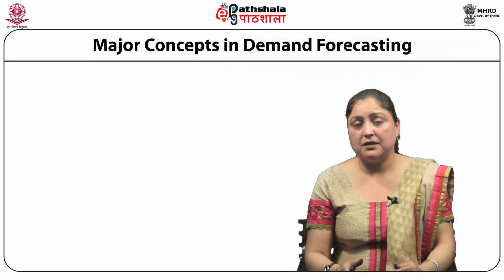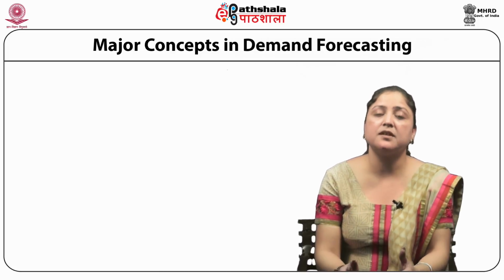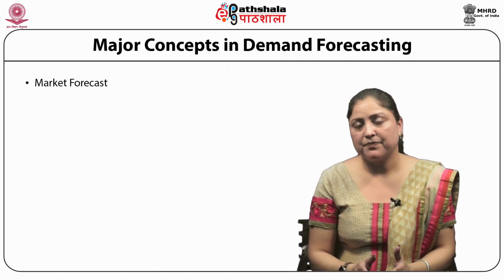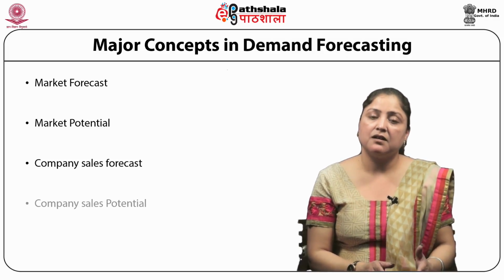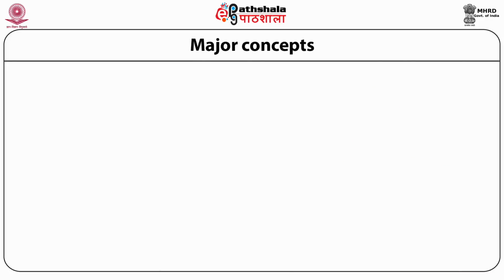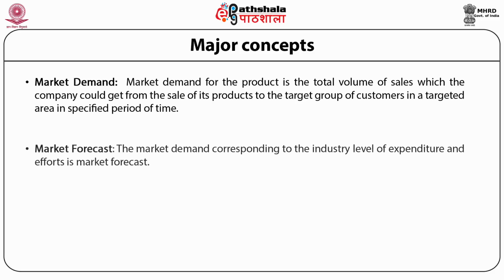Next, it is compulsory to know the major concepts which are used in demand forecasting, and these are market forecast, market potential, company sales forecast, company sales potential, and company demand. Next is market demand. Market demand for the product is the total volume of sales which the company could get from the sale of its products to the target group of customers in a targeted area in a specified period of time.